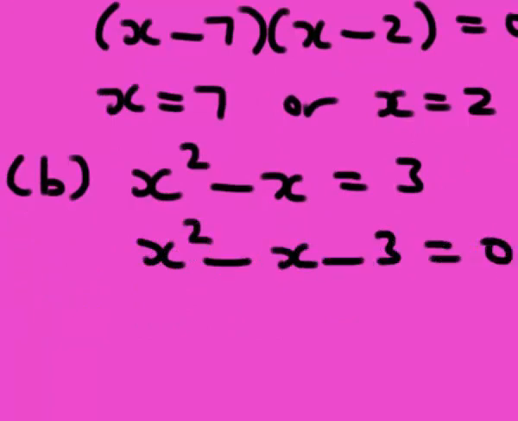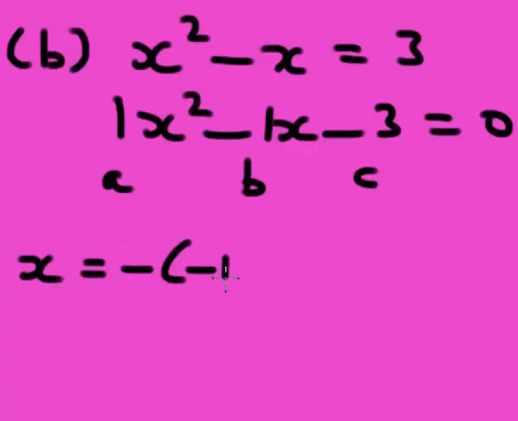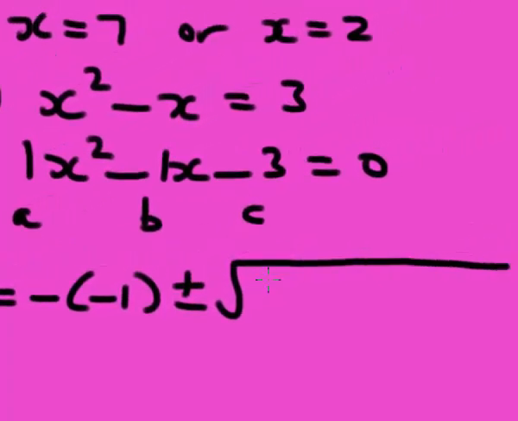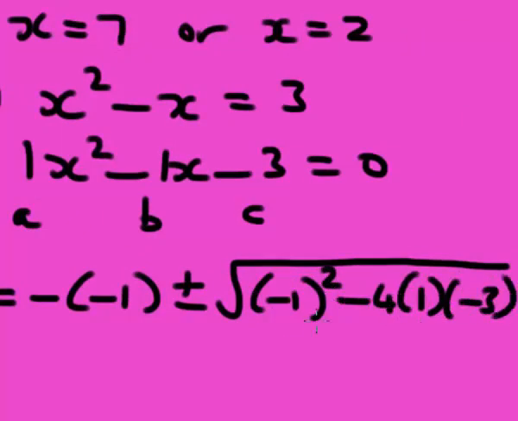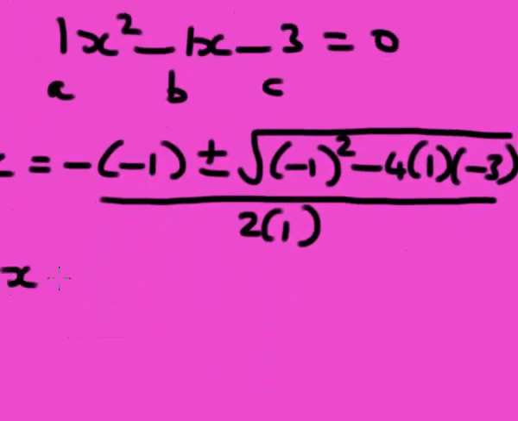Your normal methods are not going to help you, so we go a, b, and c. Plug into the formula. x is minus b, which is minus negative 1, plus minus the square root of b squared minus 4ac all over 2a. Okay, and then what do we get there? x is equal to 1 plus minus the square root all over 2.